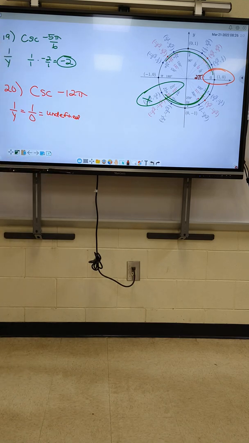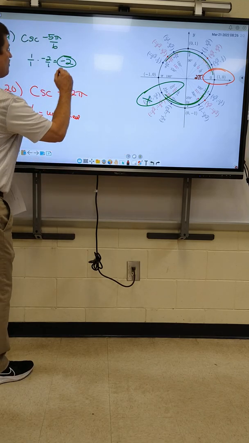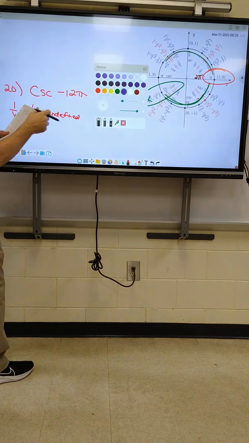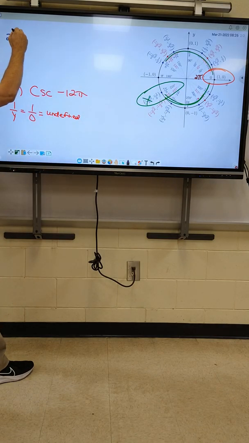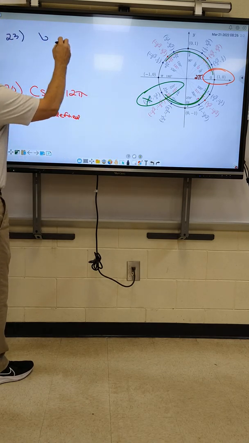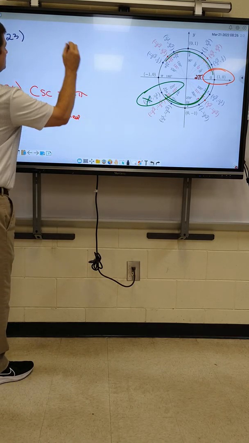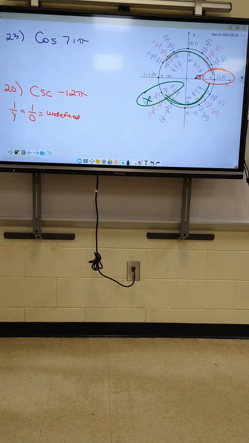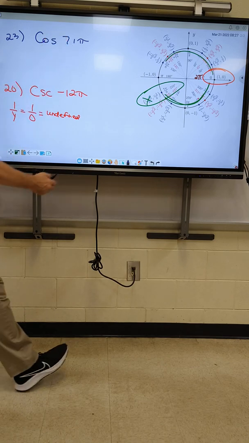Let's do one more. Let's do 23. Then I'm going to sit down and let y'all finish them up all the way through the triangles. All right, 23 says cosine of 71 pi. 23 is the same type problem that we just did. All you have to do is look and see if it's an odd number or even number. What's 71? Odd number, right? So you got to use the left side.